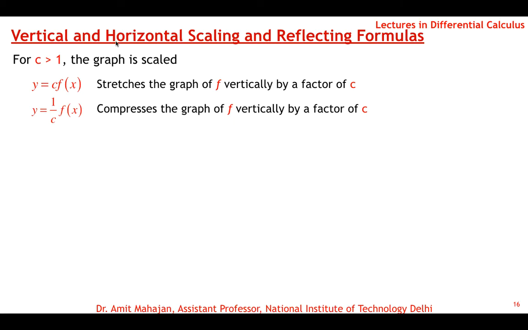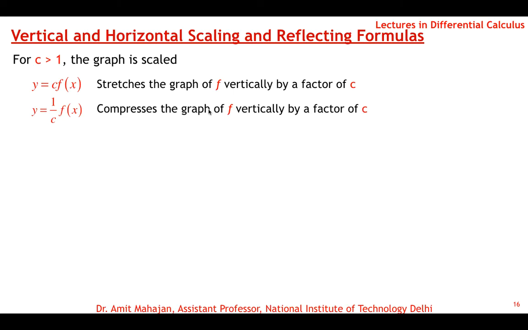Then we have vertical and horizontal scalings and reflecting formulas. For c greater than 1, the graph is scaled. If there is a curve y equals f(x) and I multiply f(x) by c, so y equals c times f(x) with c greater than 1, then it stretches the graph of f vertically by a factor of c. And if I multiply by 1 over c, then it compresses the graph of f vertically by a factor of c.